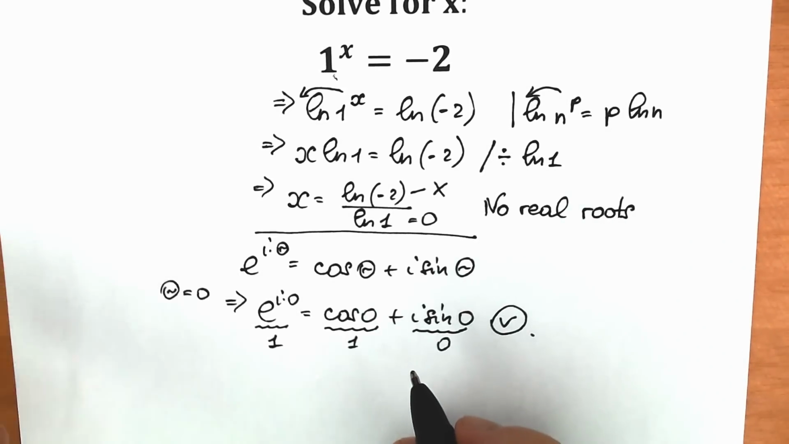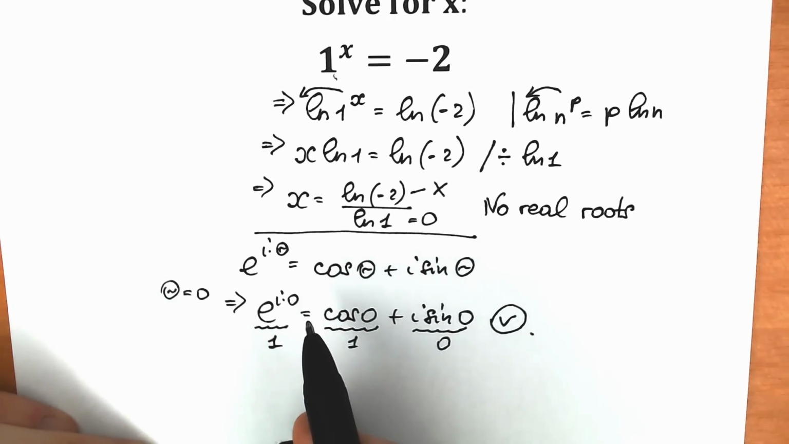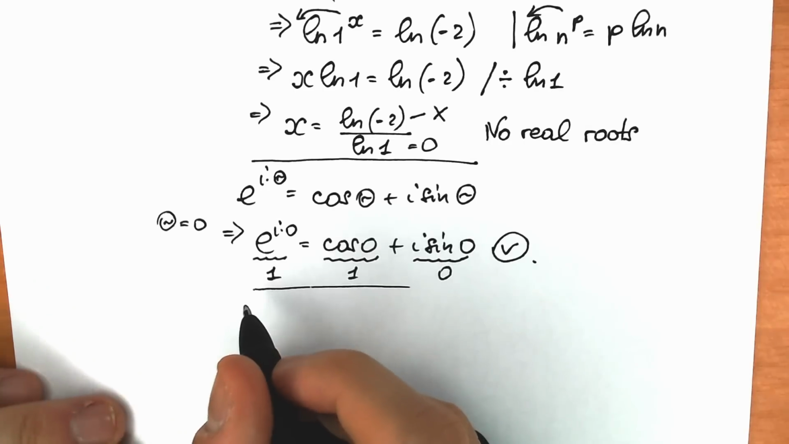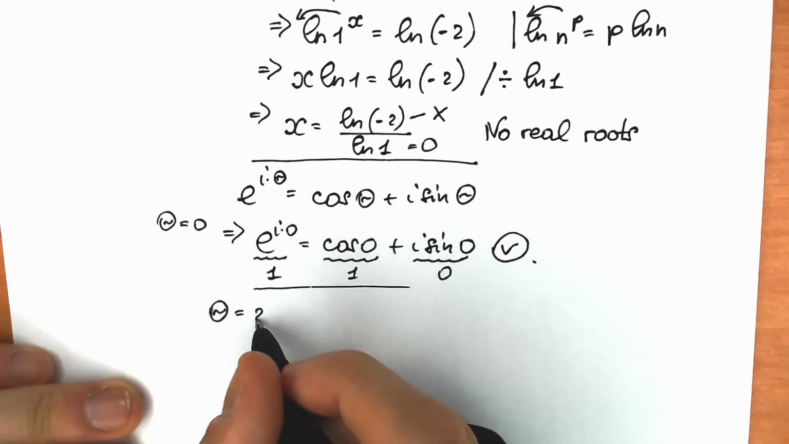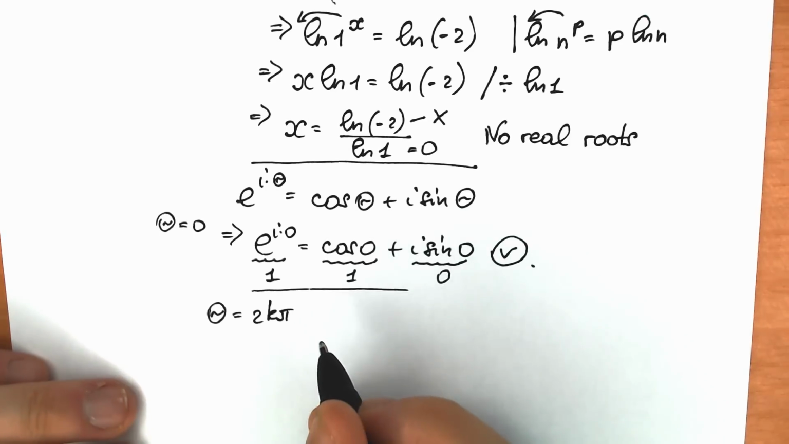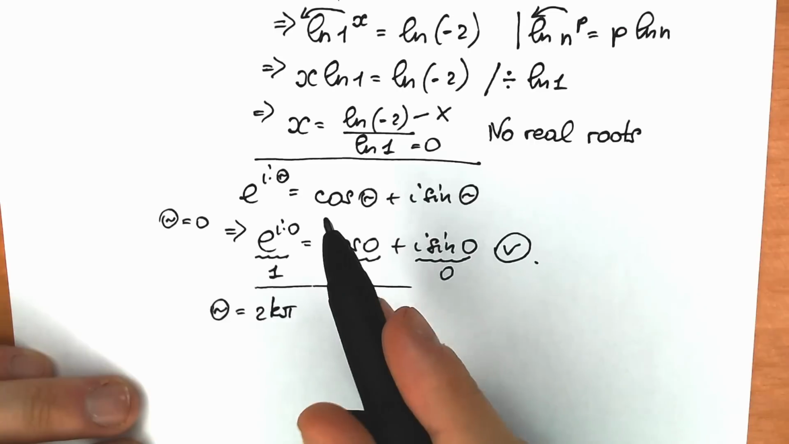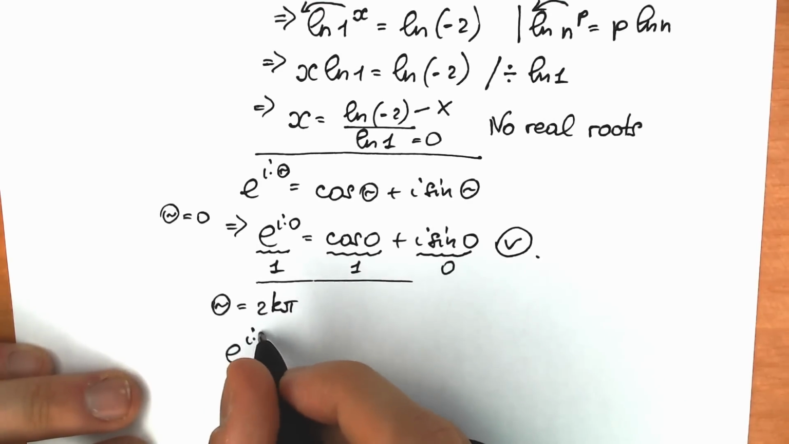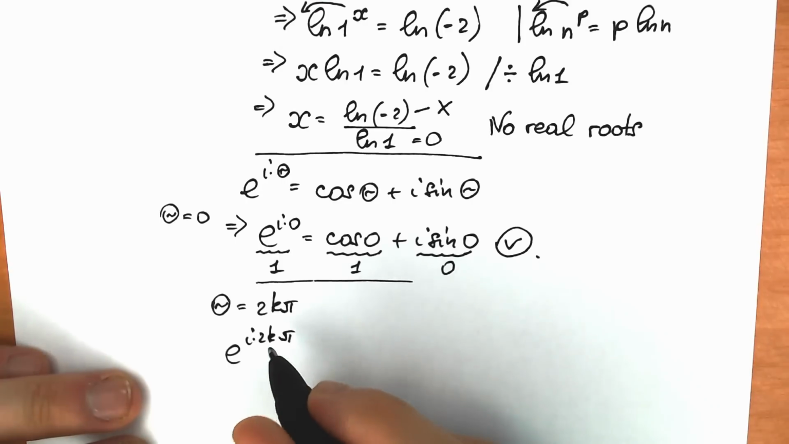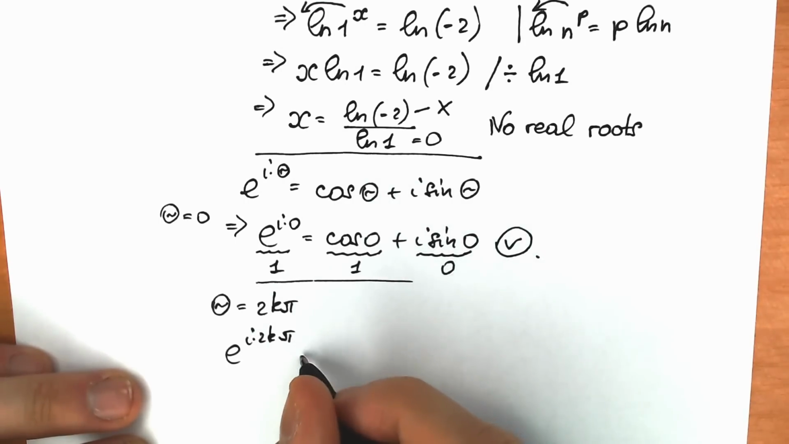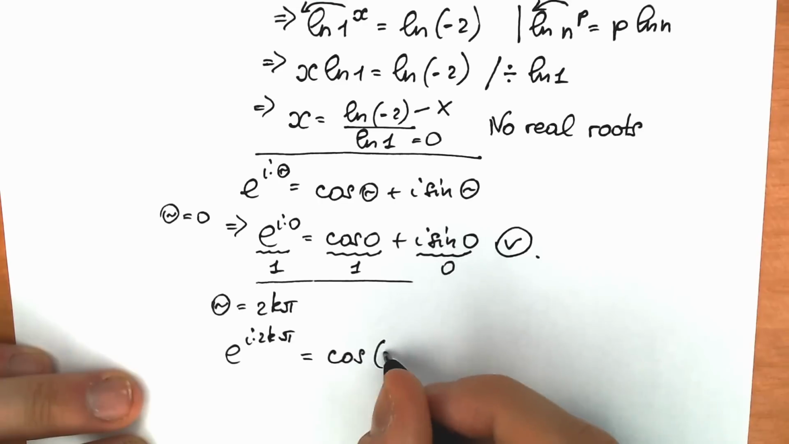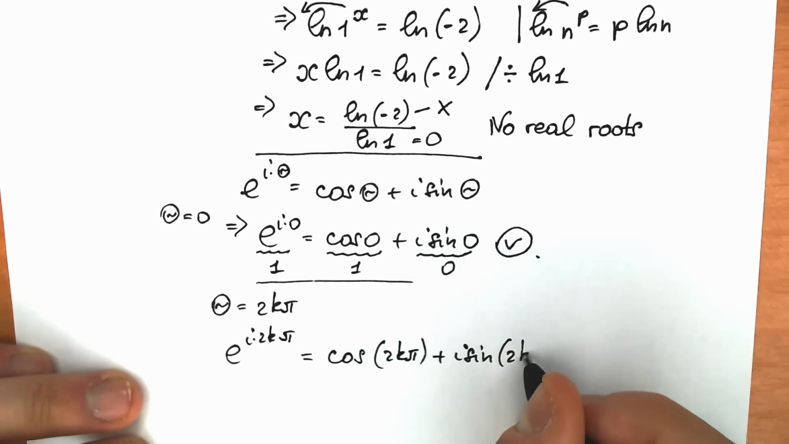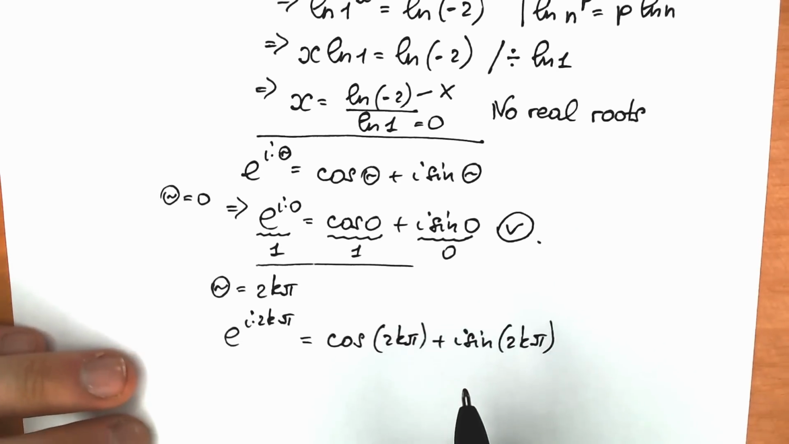But I'm going to show you a really great substitution. We don't need exactly this identity. We need the identity with a little bit of substitution. So first of all, just look at this substitution: theta equal to 2k pi. Instead of theta, we're going to plug in 2k pi. As a result, what do we have? e to the power i times 2k pi equal to cosine 2k pi plus i sine 2k pi. So here's our identity after my substitution.